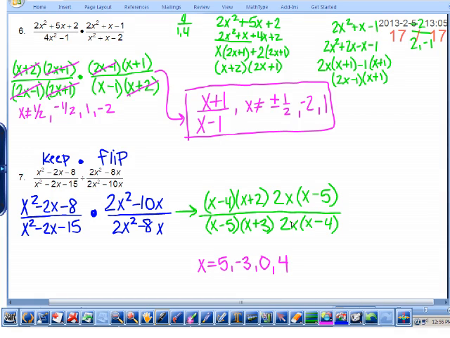Now, what I want you to think about anytime you divide, there's one little extra thing you've got to remember. Originally, 2x squared minus 10x was in the denominator. You see that? We ended up flipping it, but at one point in this problem was that in the denominator? Yes. So we have to think about anything that would make that undefined. So kind of just follow your path.